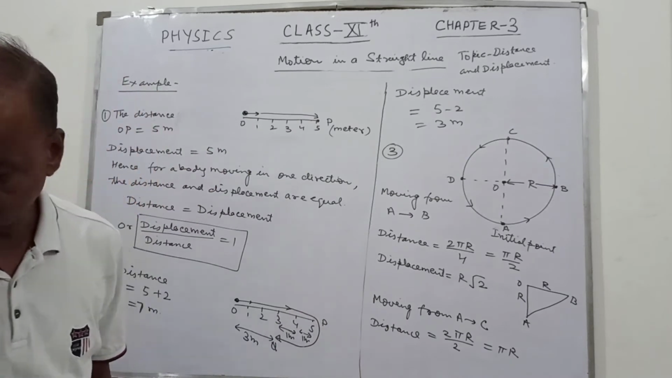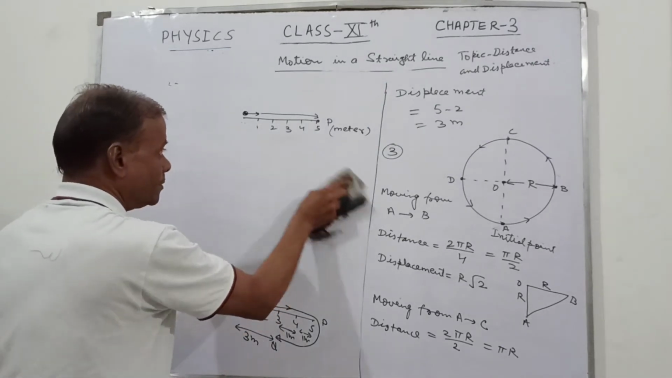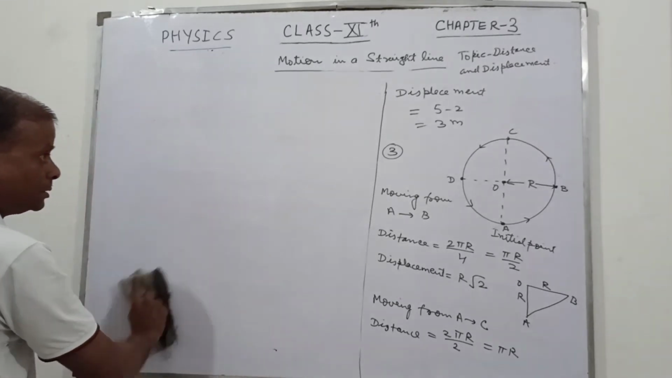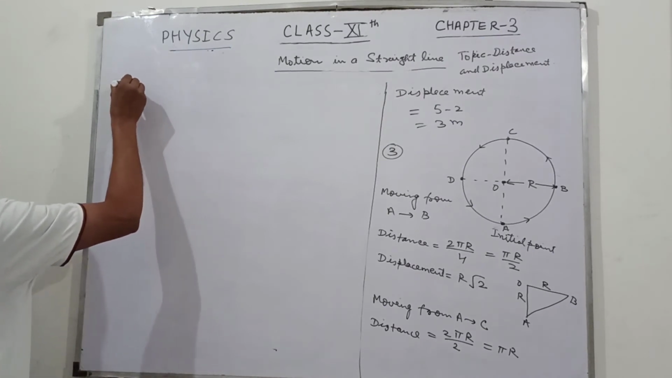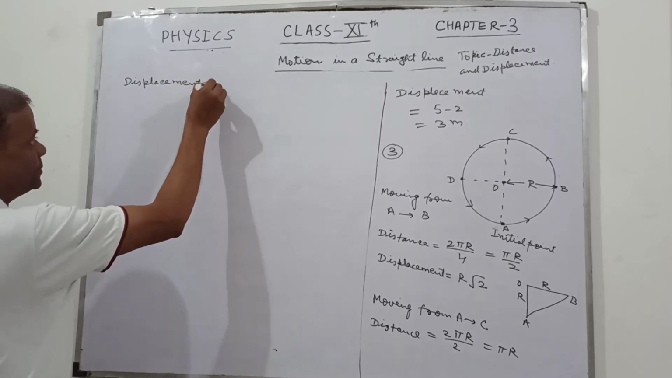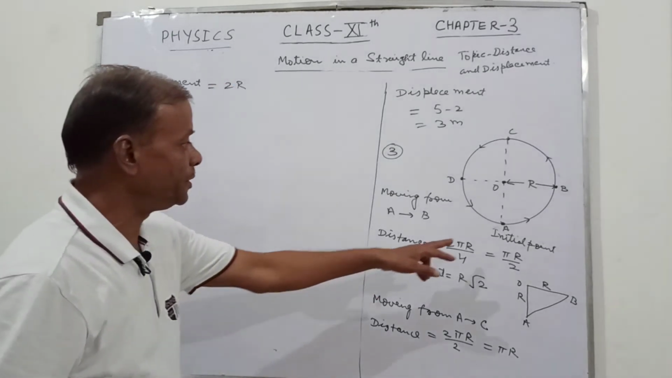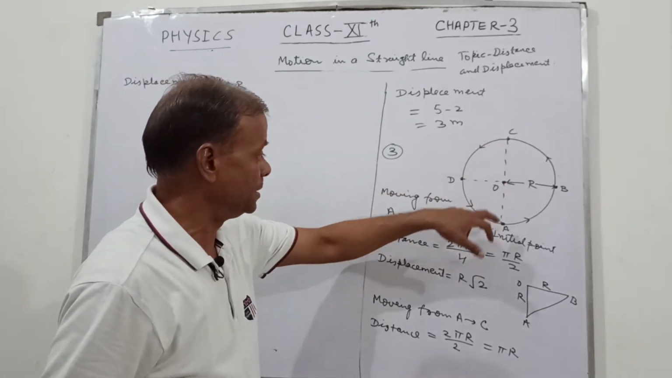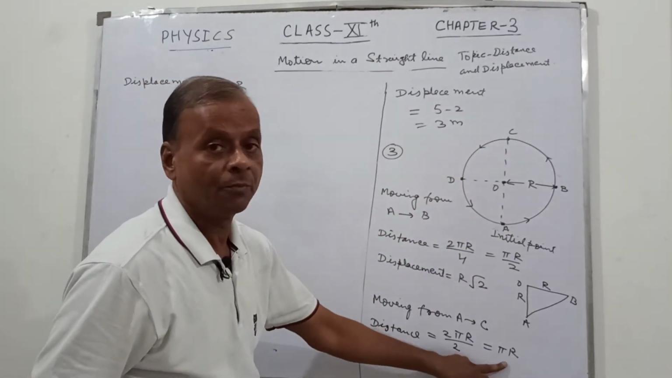And now displacement will be how much? Displacement. This is equal to AC. This is equal to now 2r. This is the minimum distance AC. This is the diameter of this circle. So here the displacement is 2r and distance is how much? Pi r.